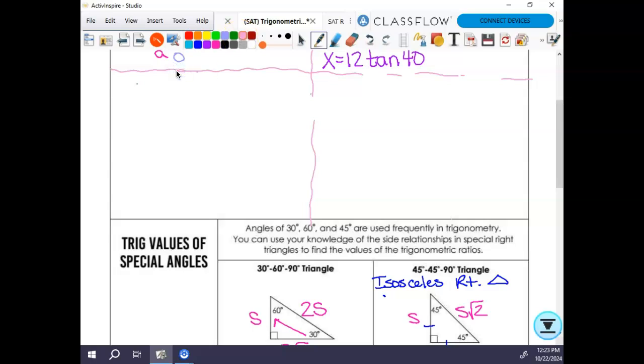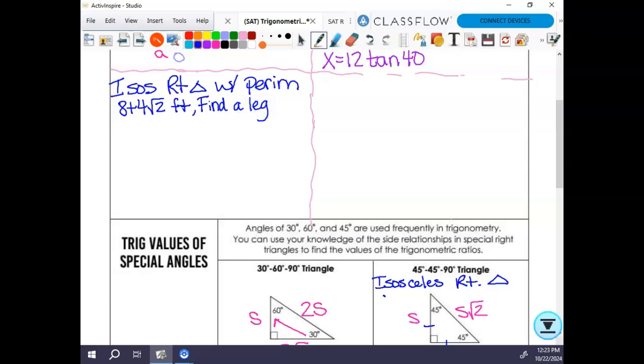All right, so now we're going to come back up here to these other two blanks because our spacing is weird on all of this. And the next one is, I have an isosceles right triangle with perimeter 8 plus 4 square roots of 2 feet. I want to find a leg. It would really say find the length of a leg.